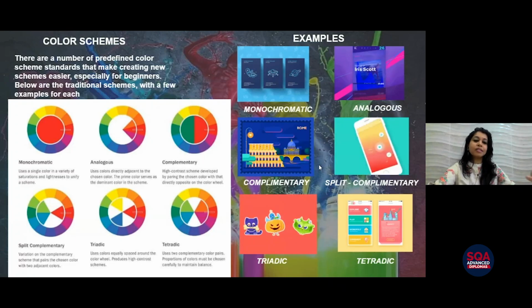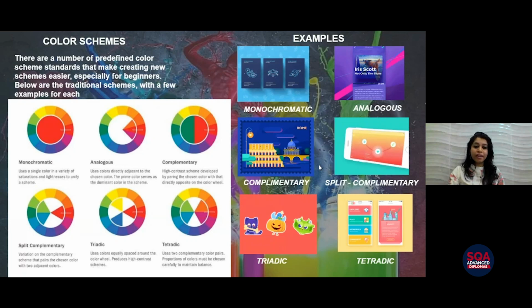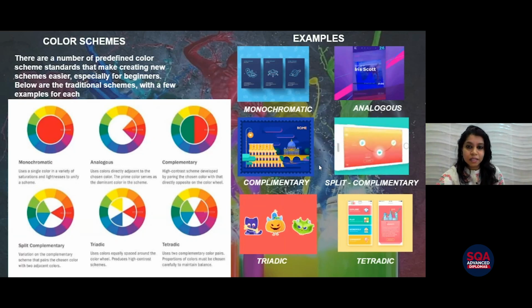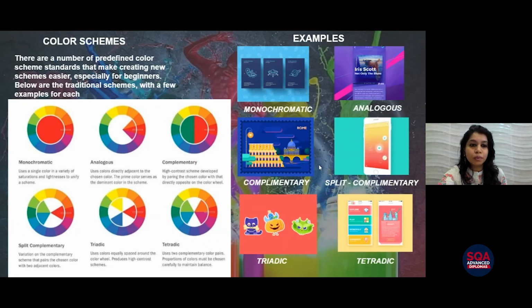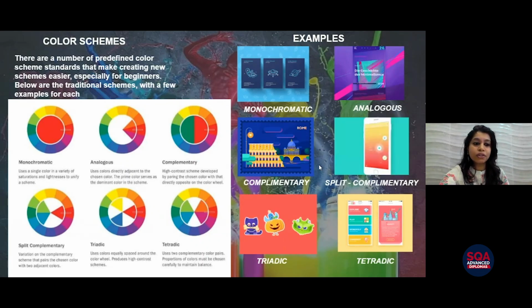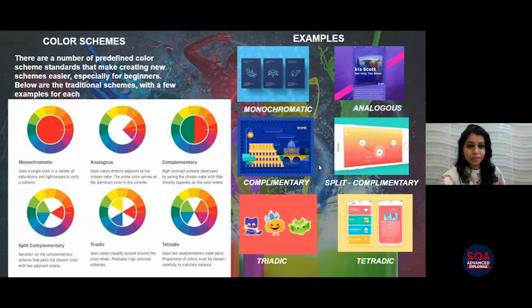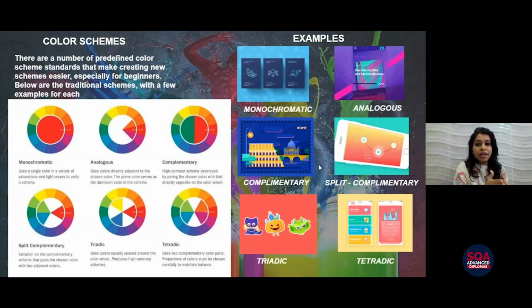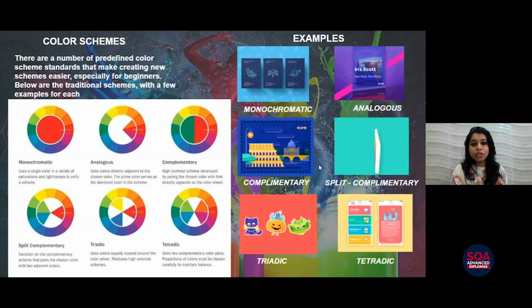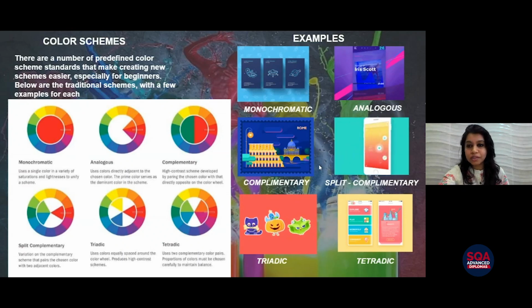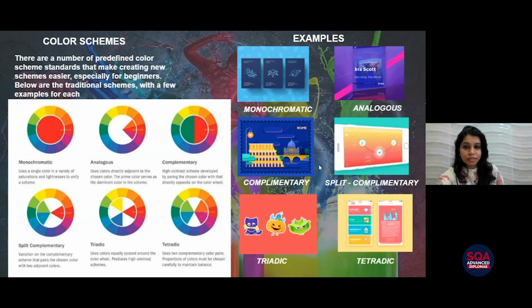The first one is the monochromatic color scheme. Monochromatic means one single color. Say, for example, if you're picking blue, blue is just one single color which will be seen throughout this particular scheme. Different shades of blue, starting from the dark tone of blue and gradually moving to the light one, come under the monochromatic combination. Next is the analogous color scheme.